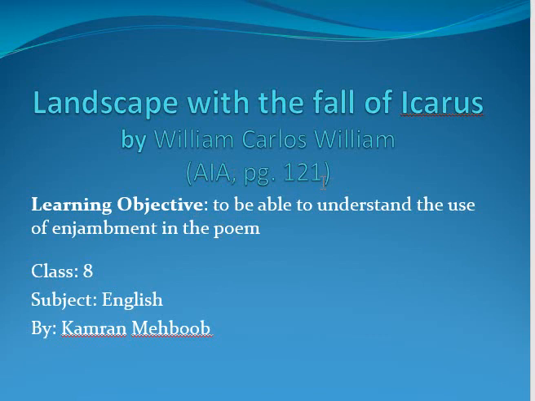Students, I have chosen this poem because you have just read a myth in your last comprehension, and the name of that myth was Daedalus and Icarus. This poem is quite related to that myth. That's why I have chosen this. So we are going to know more about it in the next slides. The learning objective is to be able to understand the use of enjambment in the poem. What is enjambment? We will know about it in the next slides.